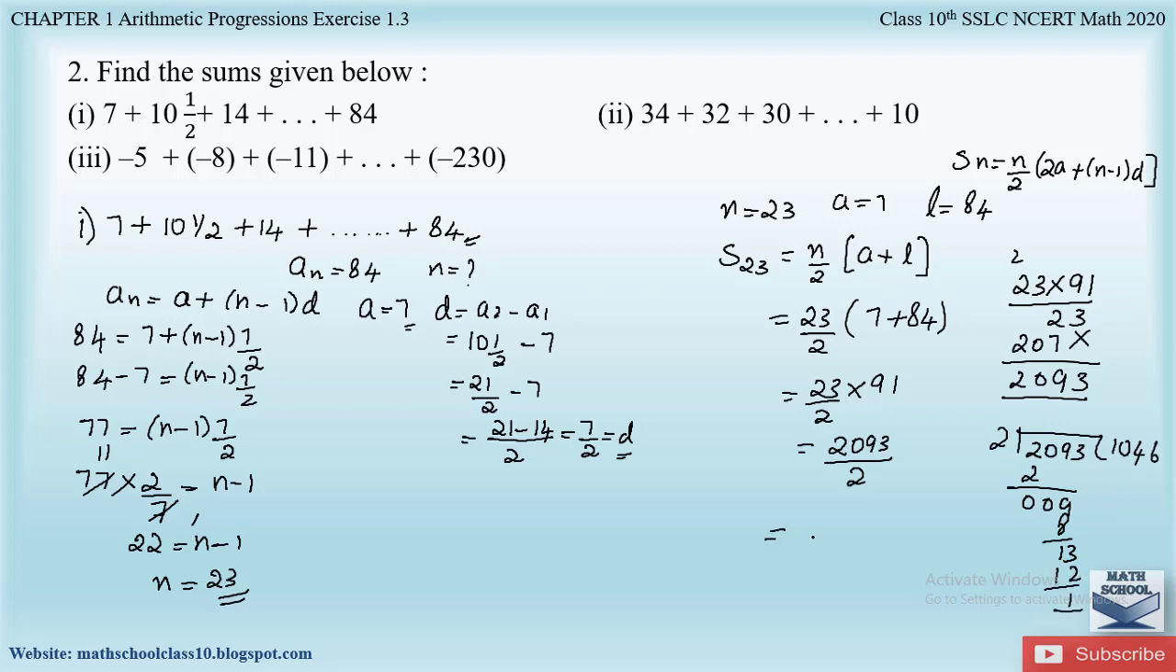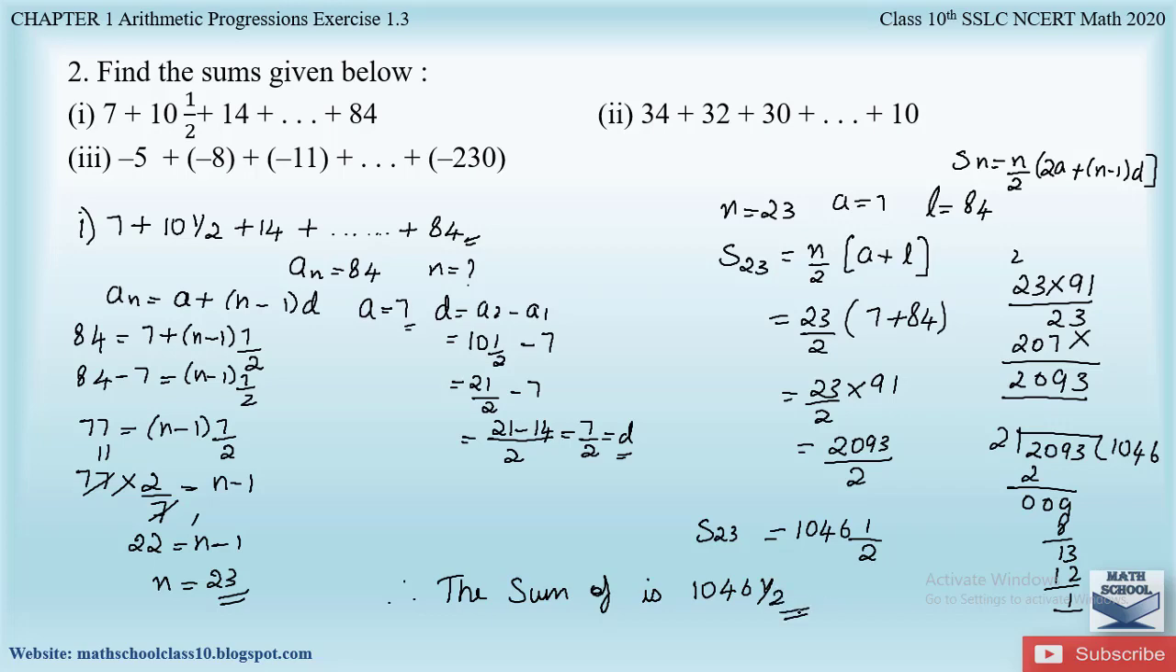So this will be written in the mixed fraction format. That is 1046 and 1 divided by 2. So this is the sum of 23 terms. Therefore, the sum of the given AP is 1046 1 by 2.